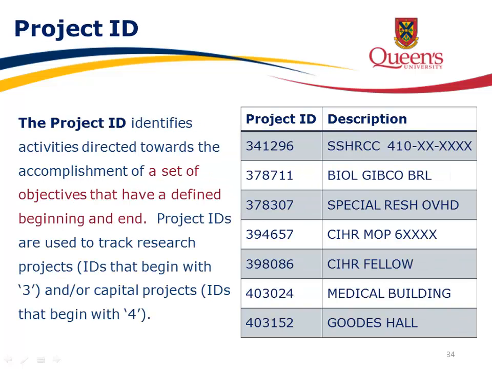The Project ID identifies activities directed towards the accomplishment of a set of objectives that have a defined beginning and end. Project IDs are used to track research projects, IDs that begin with 3, and/or capital projects, IDs that begin with 4. For example, when a principal investigator is awarded research grant funding from SSHRC, a unique 6-digit project ID beginning with 3 is established and will be used to record all financial activity relating to the specific project.